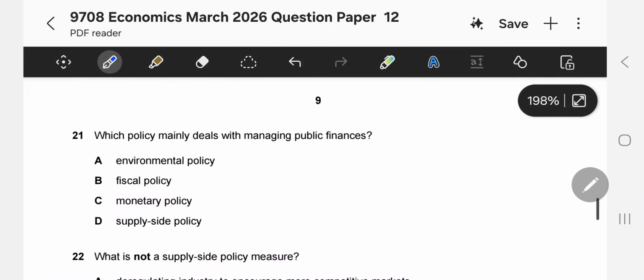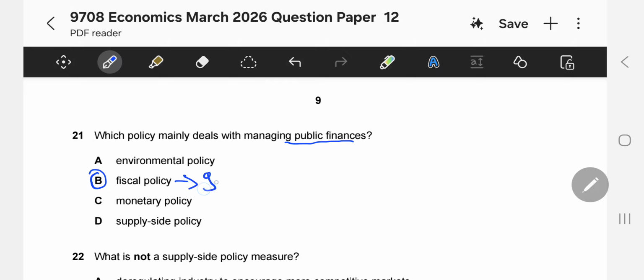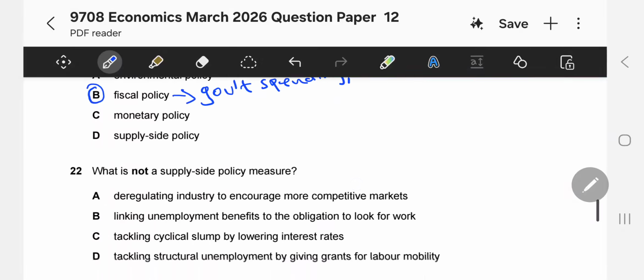The question is tiny. Which policy mainly deals with managing public finances? Public finances, that will be fiscal policy, because this one has to do with government spending, and it also deals with something called taxes. So collect taxes and spend them. Basically, that's what it means.